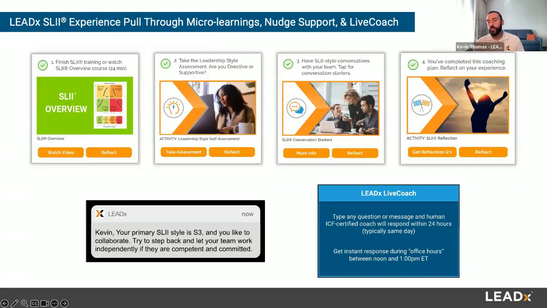Here's a quick preview of what some of those micro-learning activities look like, as well as a nudge that would be involved here. If I was a natural S3 leadership style, I would say something like, Kevin, your primary SL2 style is S3, and you like to collaborate. Try to step back and let your team work independently if they're competent and committed. So it provides an opportunity to reinforce strengths and also make leaders aware of potential derailers, as well as potential blind spots.